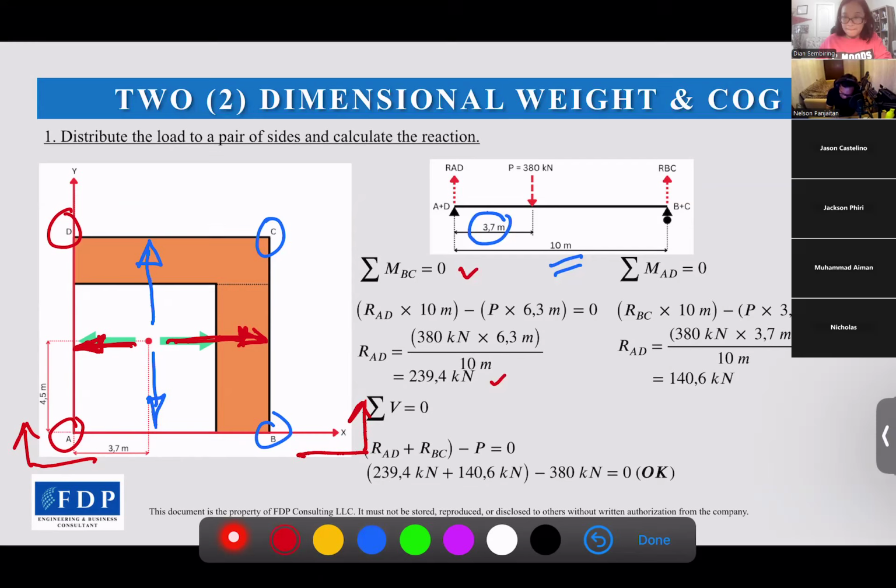And then if we want to get the reaction at BC, then we use the total moment at AD equals 0. So we get the reaction at BC equals 140.6 kilonewton. Then we do the equilibrium check, RAD plus RBC minus P. Then we get 0, then the system is already in equilibrium.